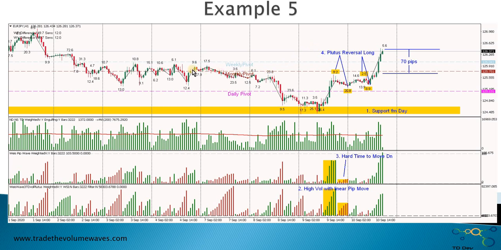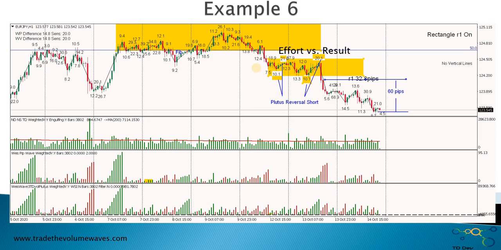Example number 5. We have been trending down. We have hit support from daily. We moved up with a nice upwave. Then, on the retracement, we get a Plutus reversal long pattern right here, the 9.2 and the 20.8, and another one just before the exit of this range. So we're going long. This move, 70 pips. Very nice.